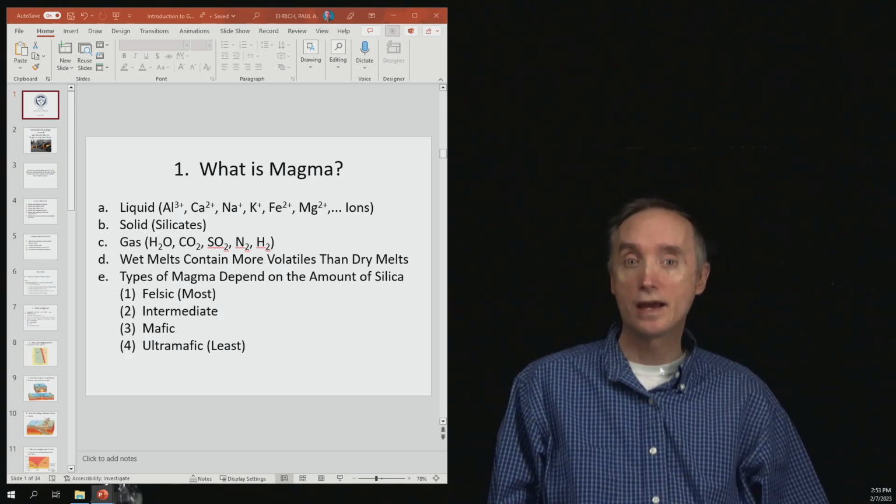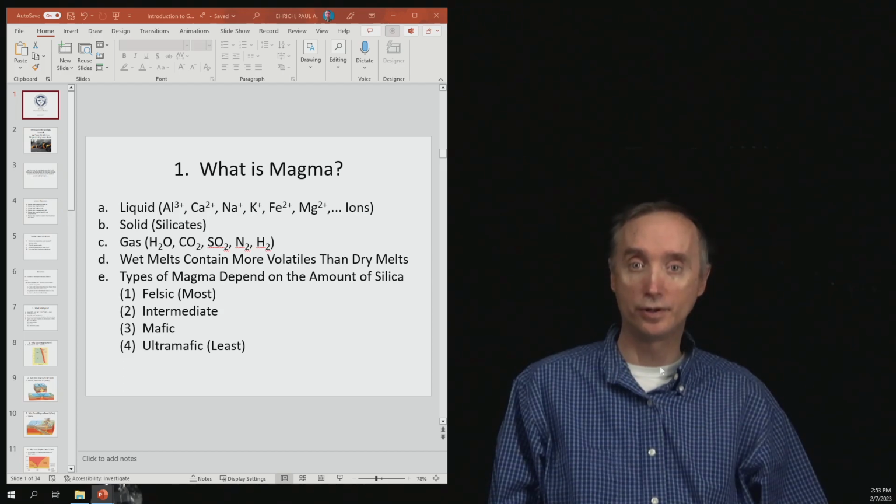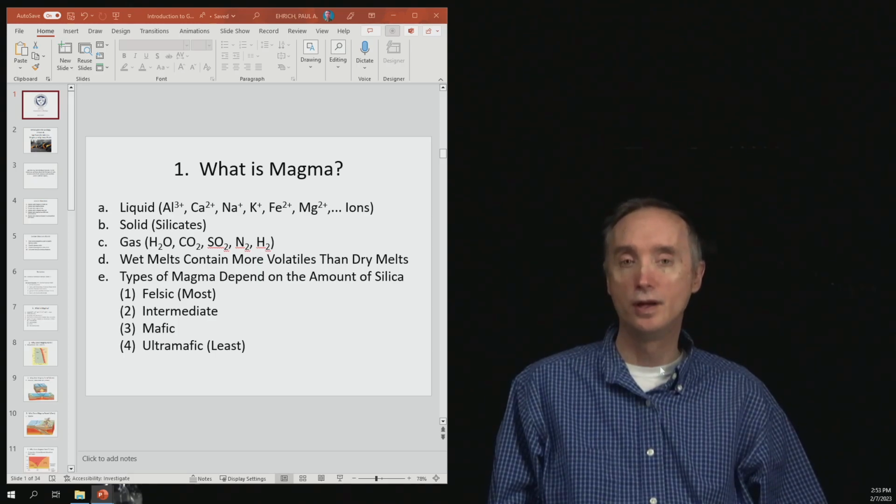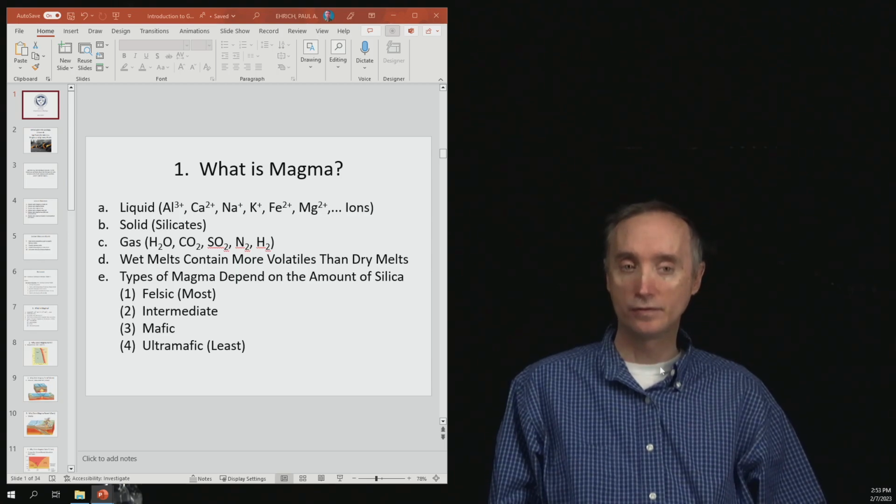So what is magma composed of? So it's going to have a liquid component that is going to be composed of various kinds of ions. So if you take a look at those ions, you notice that you've got aluminum and calcium and sodium and potassium. Do those sound familiar?